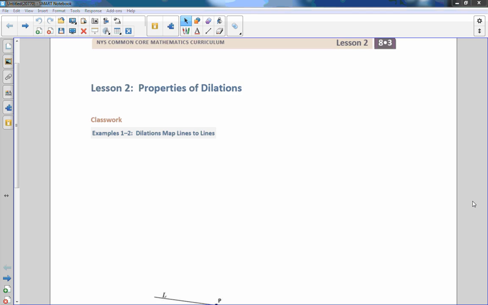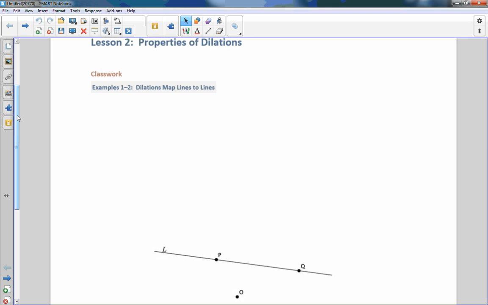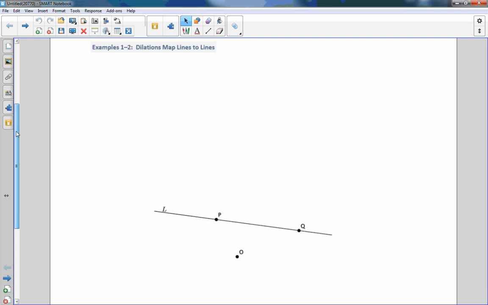Okay, so in Module 2, we covered translations, rotations, and reflections. Now we're going to talk about something called a dilation. It's kind of like the pupil in your eye. A dilation means something gets larger or smaller. Okay, so we're doing dilations. The first example says dilations map lines to lines. So we're going to take a look at what they mean by that.